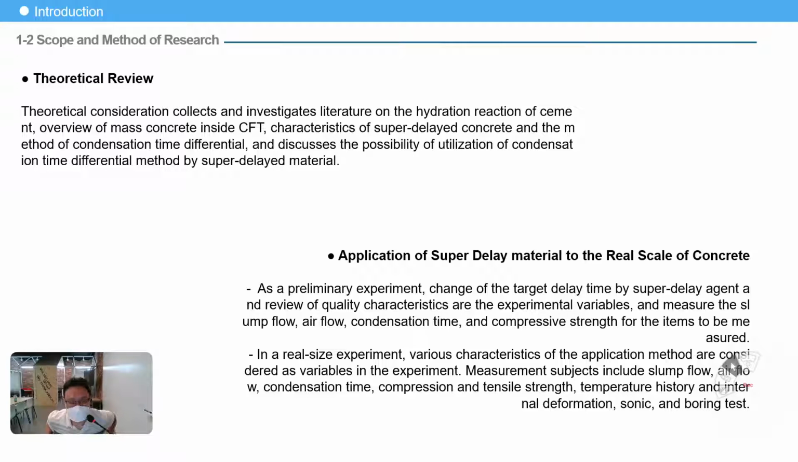In real sizing experiments, various characteristics of the application method are considered as variables in the experiment. Measurement subjects included slump flow, air flow, condensation time, compressive and tensile strength, temperature history and internal deformation, and sawing and boring test.